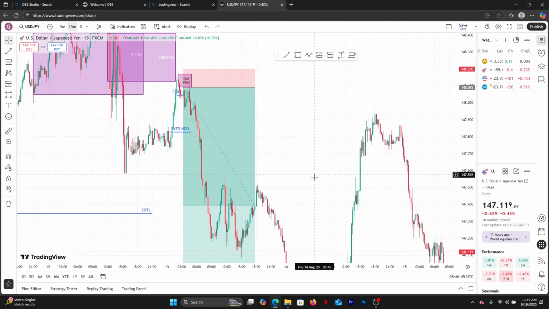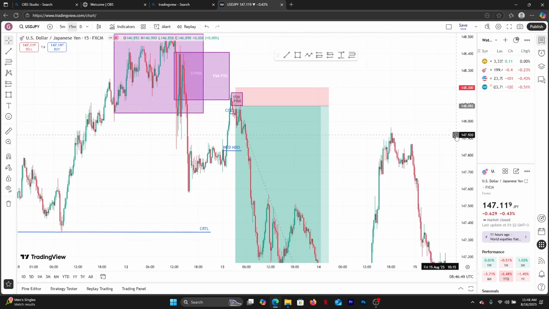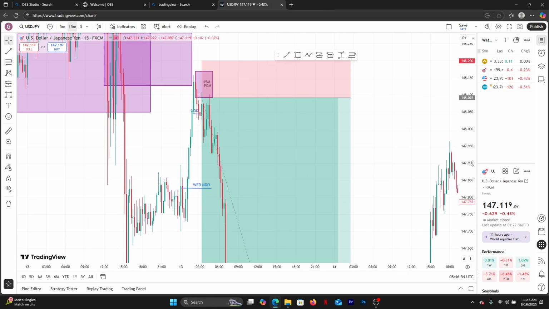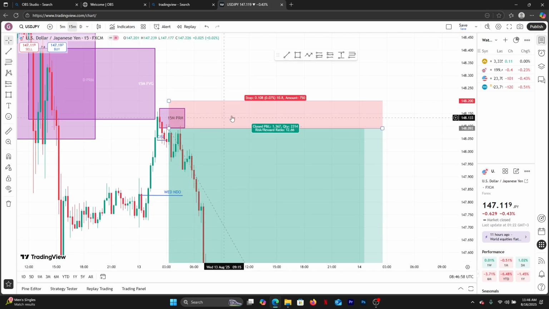So that is the setup for daily CRT and 15-minute daily range theory, or 15-minute change in state of delivery, or 15-minute premium for entries.